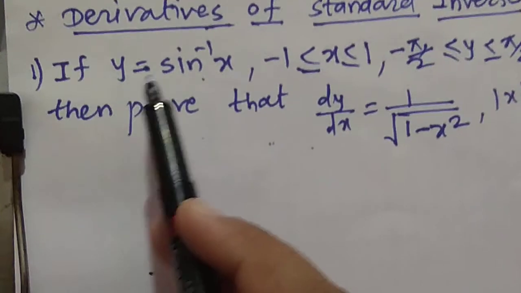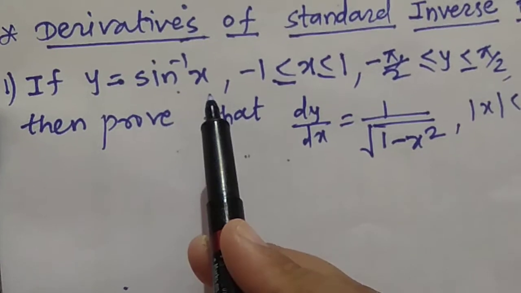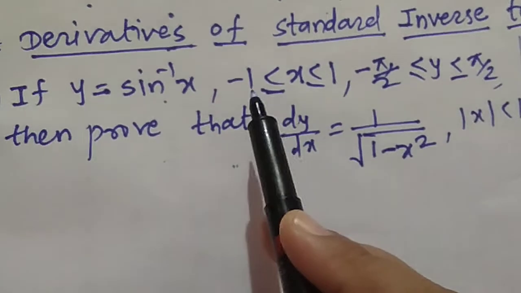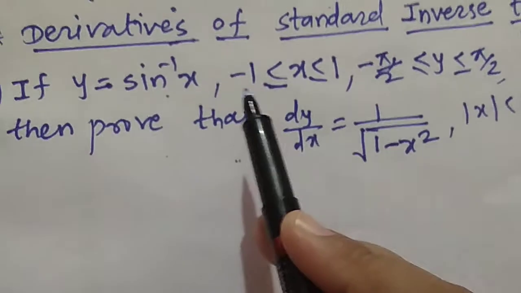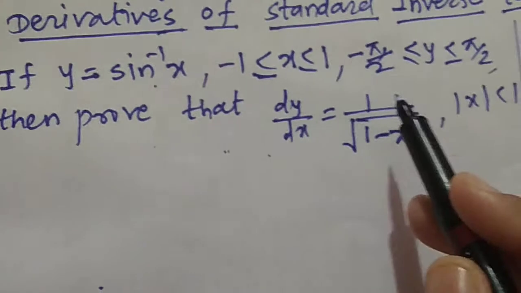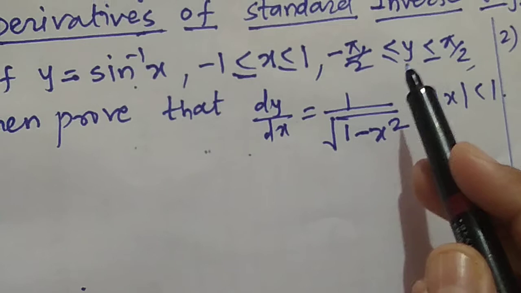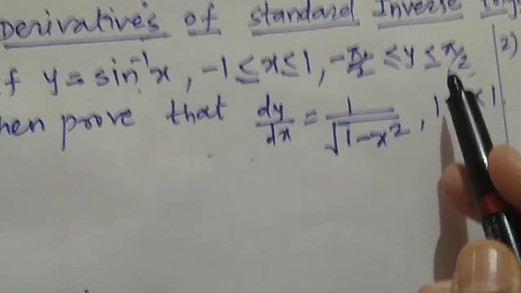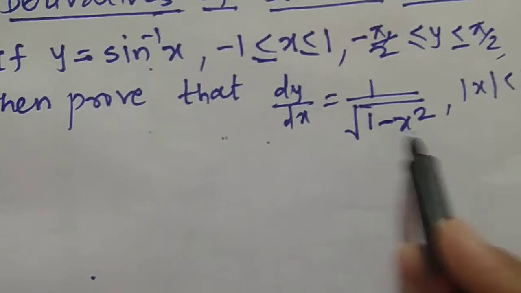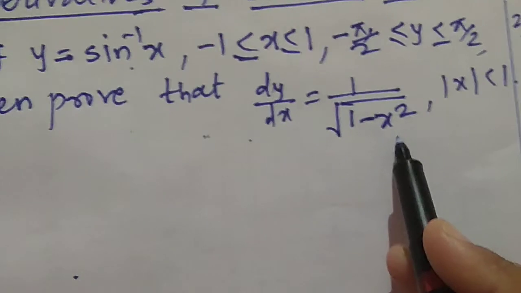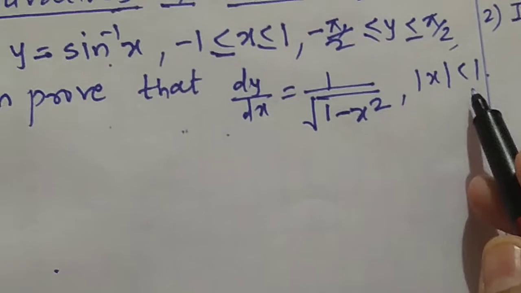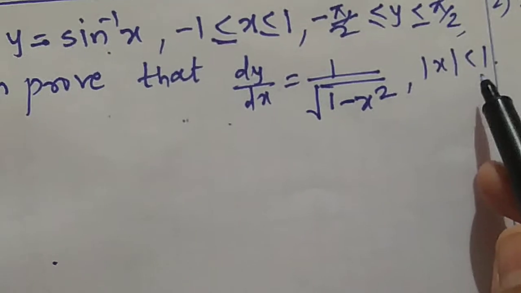Example number 1: if y is equal to sine inverse of x, where x lies between -1 to 1, or -1 less than or equal to x less than or equal to 1, and minus pi by 2 less than or equal to y less than or equal to pi by 2, then prove that dy by dx is equal to 1 upon root 1 minus x square, where modulus of x is less than 1.